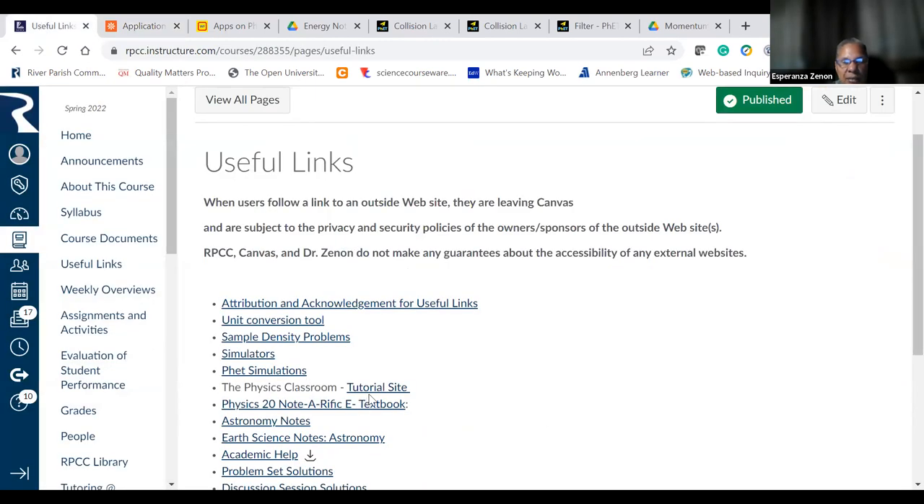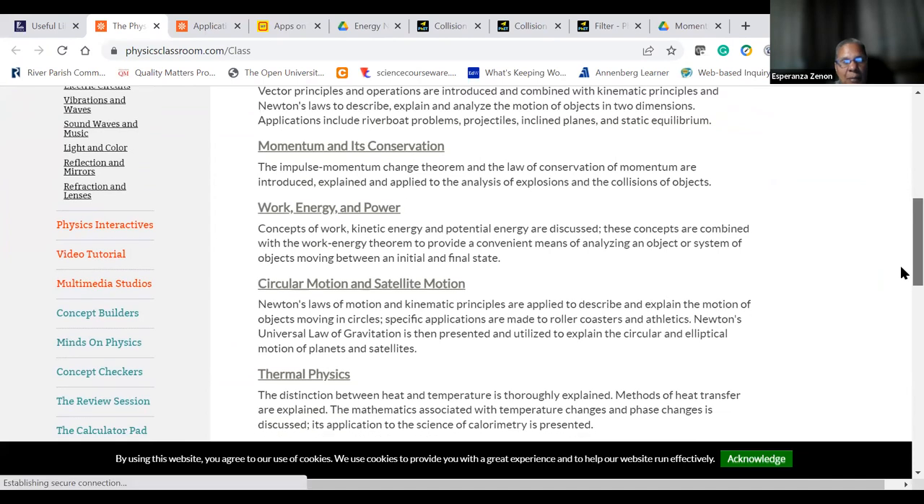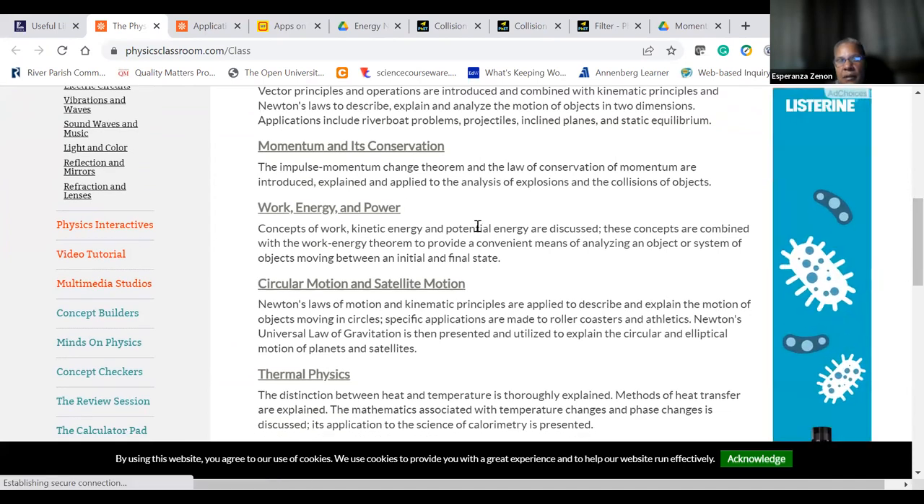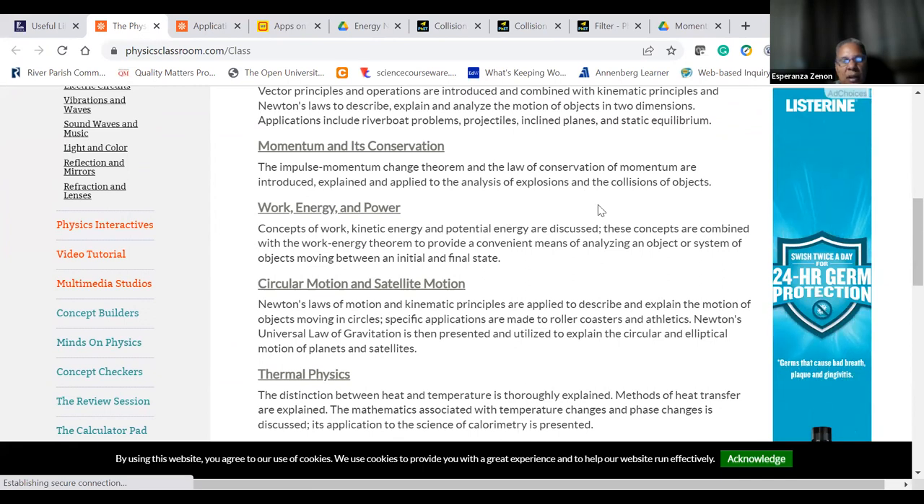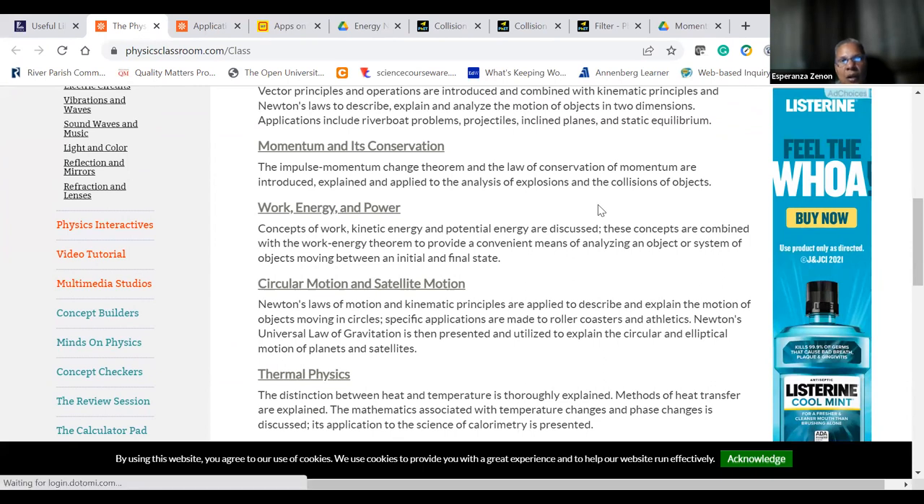The Physics Classroom is a very good site to go to to practice for all of the topics, but especially work, energy, and power. It has some nice problems worked out, and you can try them and then check yourself to see, did you solve it correctly? Because they provide you not just with the answers, but they show you how to work it out.